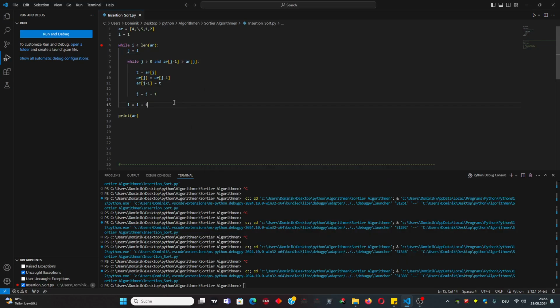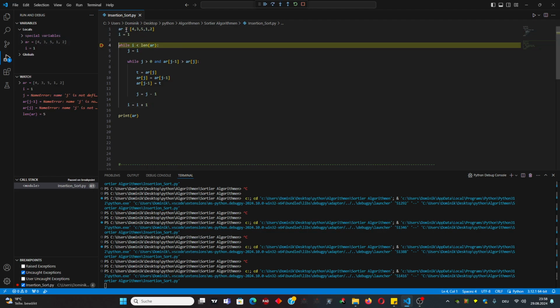This is the third part of the algorithm series, and in this video I'm going to talk about the insertion sort algorithm. The insertion sort algorithm is an algorithm that we can use for sorting numbers, just like with bubble sort or selection sort. It looks maybe a little bit more complicated, but it's actually not that hard to understand. So let's start.